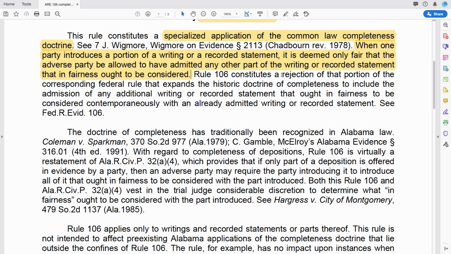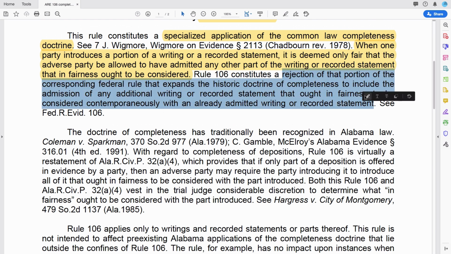Now, it says it's a rejection of that portion of the federal rule, Federal Rule 106, that expands the historic doctrine of completeness to include the admission of any additional writing that ought in fairness to be considered. So the federal rule would say, let's go back to my personal injury example, I put in my emergency room records. Well, let's put in medical records from a week later. That's not the historical usage of the completeness doctrine. The completeness doctrine talks about one specific document. So if a part of document A is put in, then the rest of document A should be put in. And that's how Alabama limits it.